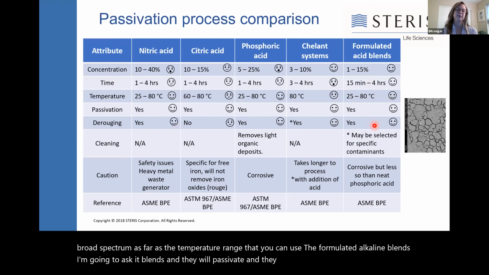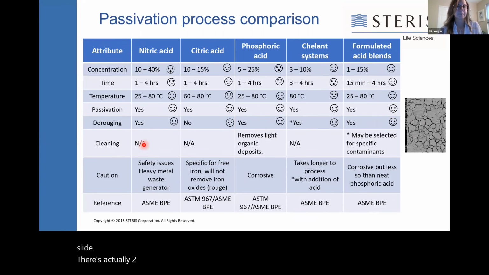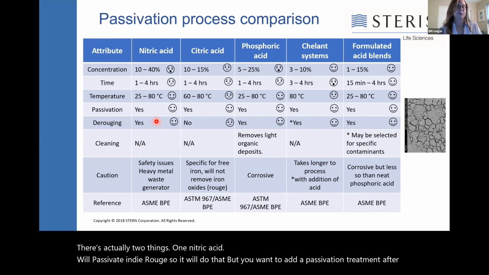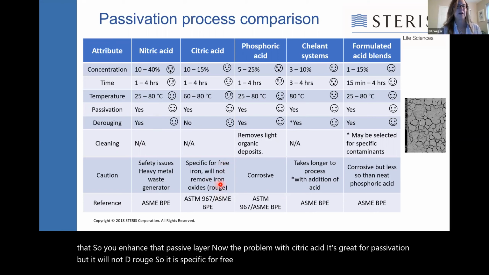So this is the one thing I want you to take home from this slide. If you get anything else out of this slide, there's actually two things. One, nitric acid will passivate and derouge. It will do that, but you want to add a passivation treatment after that so you enhance that passive layer. Now, the problem with citric acid: it's great for passivation, but it will not derouge. It is specific for free iron, and what that means is it will not remove the iron oxides.